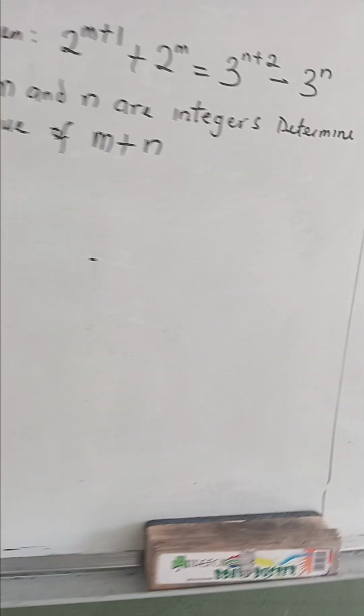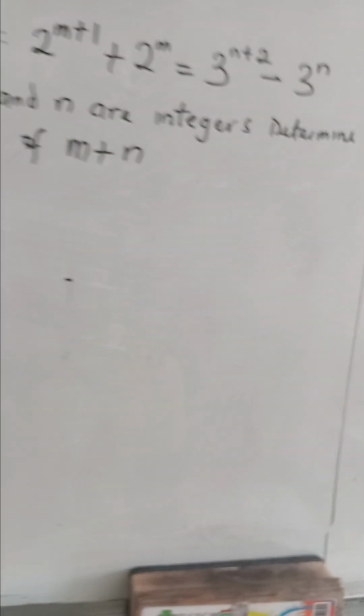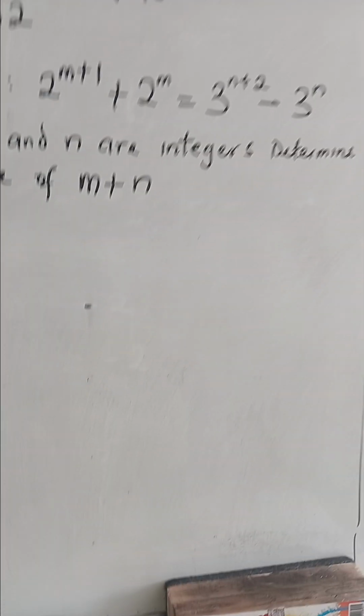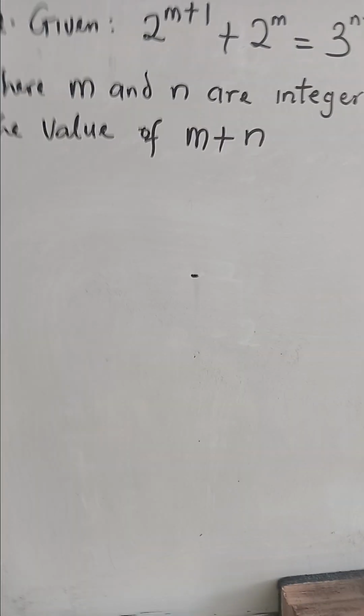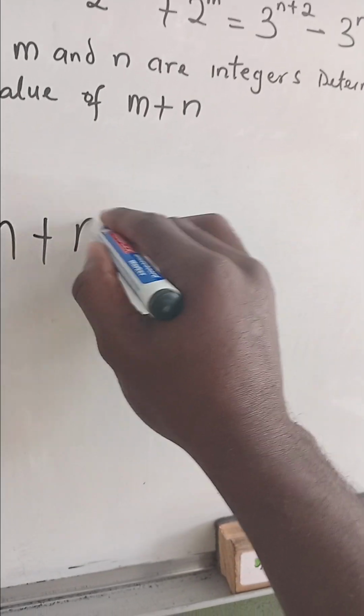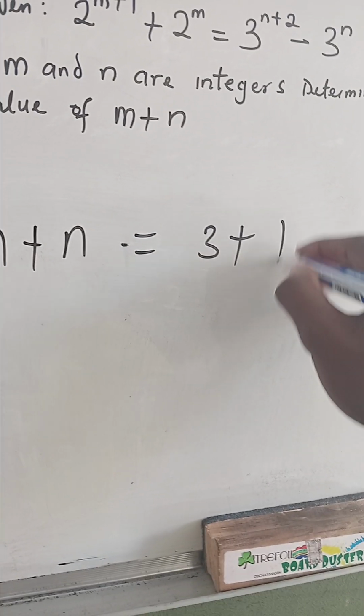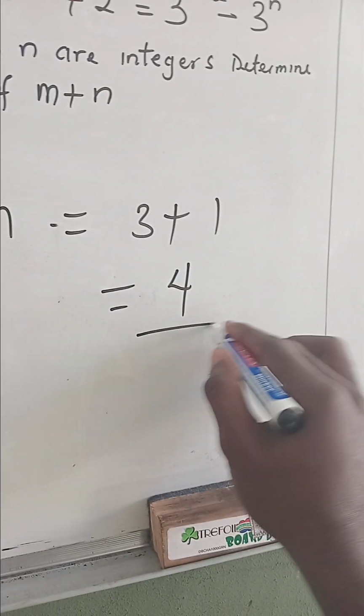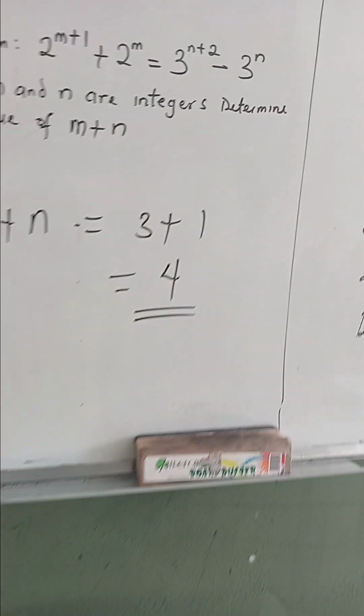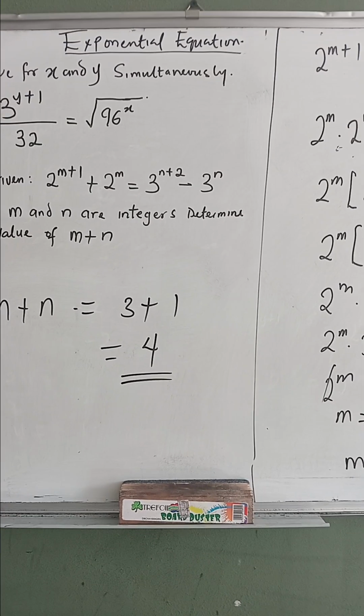But recall that the question says where m and n are integers. Yes, we got our values as integers. So we have to determine the what? The value of m plus n. So now my m plus n is equal to 3 plus 1, which is equal to 4. So that gives an answer to the second question.